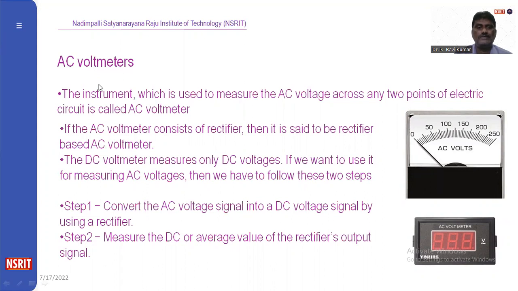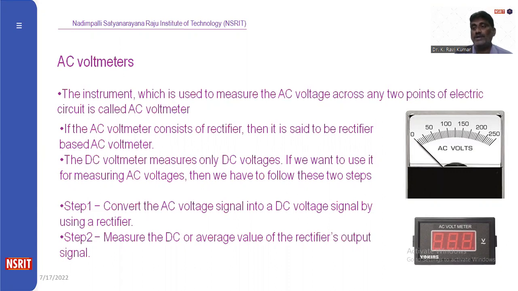First of all, what is an AC voltmeter? The instrument which is used to measure the AC voltage across any two points of an electric circuit is called an AC voltmeter. If the AC voltmeter consists of a rectifier, then it is said to be a rectifier based AC voltmeter. DC voltmeters measure DC voltages.